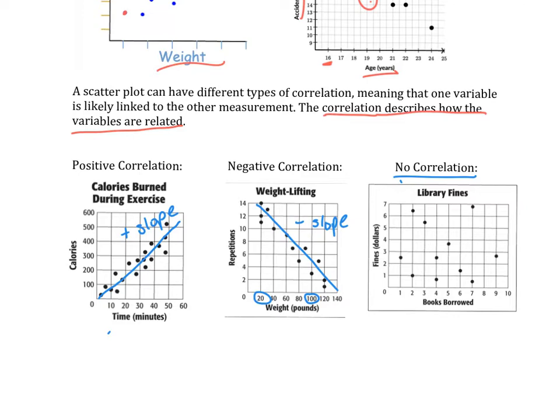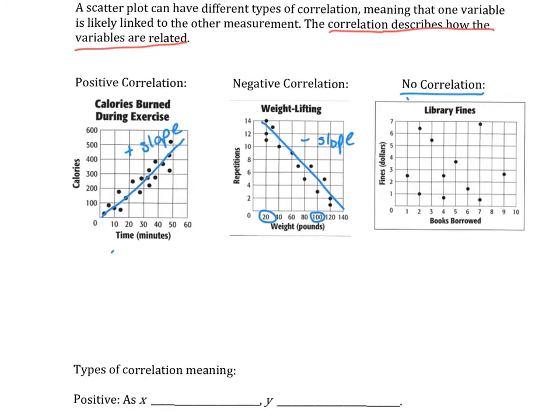So even if you borrow 10 books, there's not really a way we can predict what your fine would be. And that's kind of what we use scatter plots for, maybe for predicting things for a certain amount. But we'll look at that.